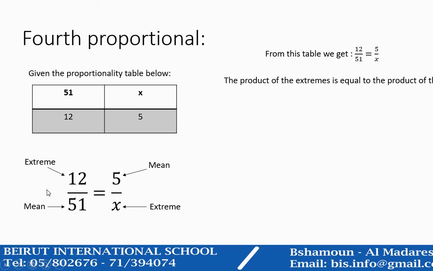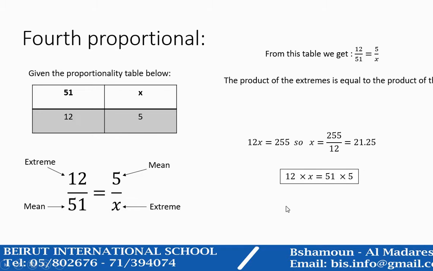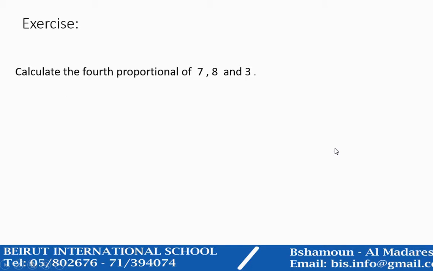So if you multiply the extremes, it's equal to 51 times 5. That's why 12 times x is equal to 51 times 5. To get x, you multiply 51 times 5, you get 255. So x is equal to 255 divided by 12, because 12 is multiplied by x. When it's moving to another side, it will be divided by 12, so x is 21.25.